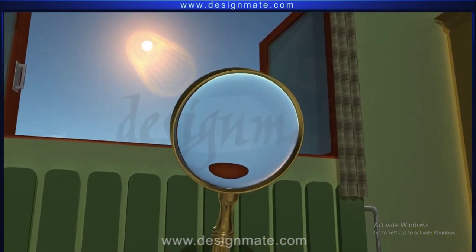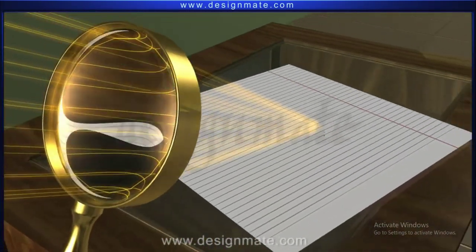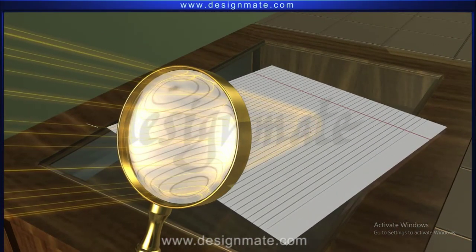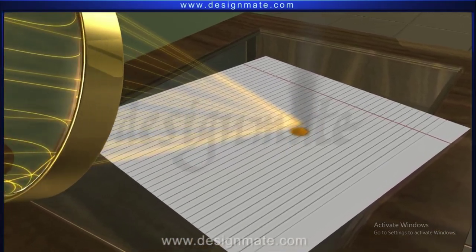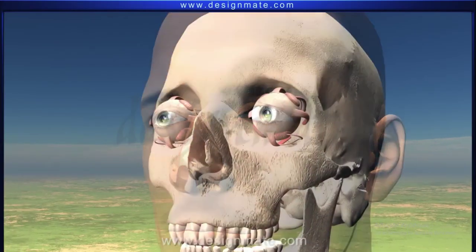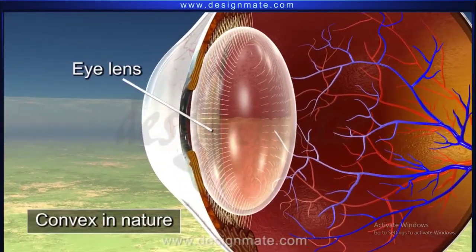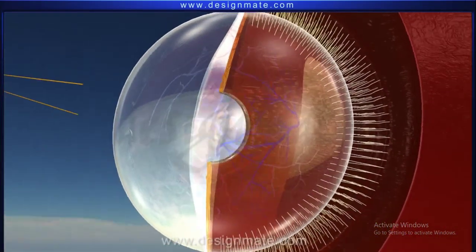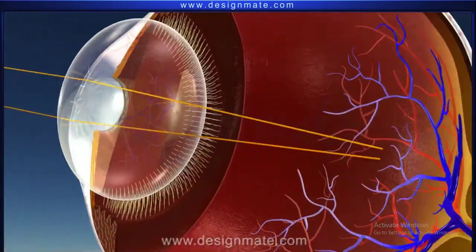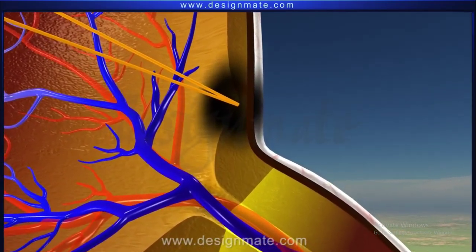The convex lens can focus the light from the sun to a point on the other side of the lens. The concentration of light energy at this point causes the paper to heat up and burn. The lens in a human eye is convex in nature. We should not look at the sun directly as it can damage our eyes permanently.